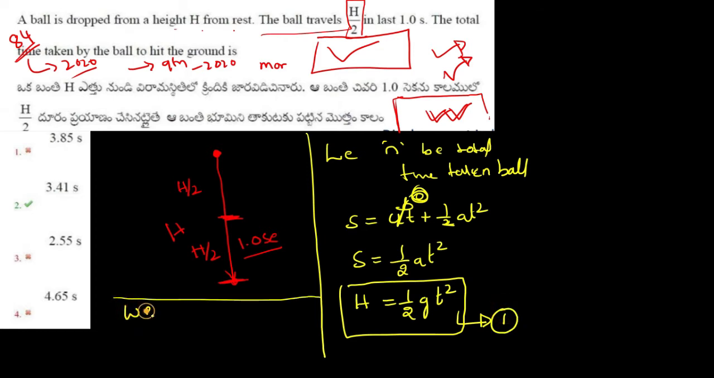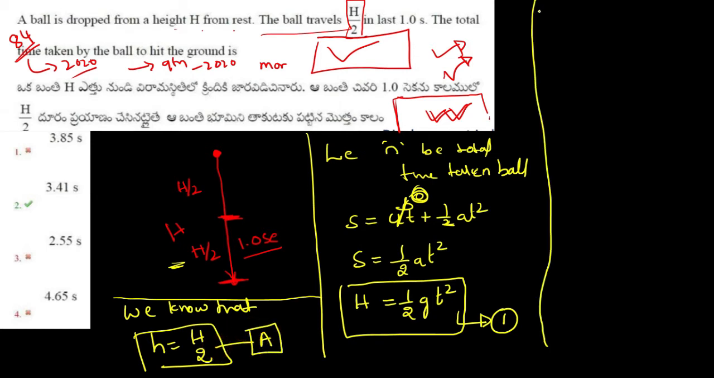Now we know that small h is equal to h by 2. So that is this one. Let this equation be a. Now we know that the displacement in the last second, which is small h, is equal to 1 by 2 g times of 2n minus 1. Let this equation be 2.